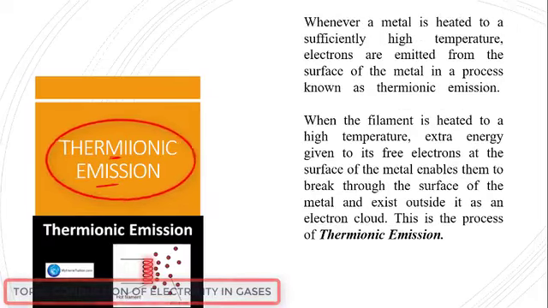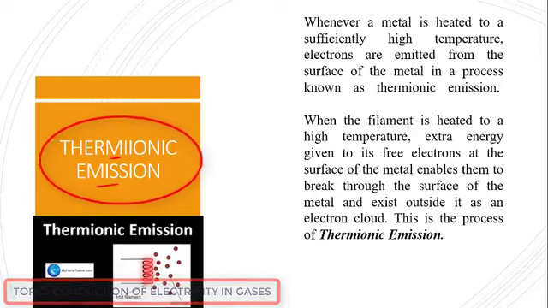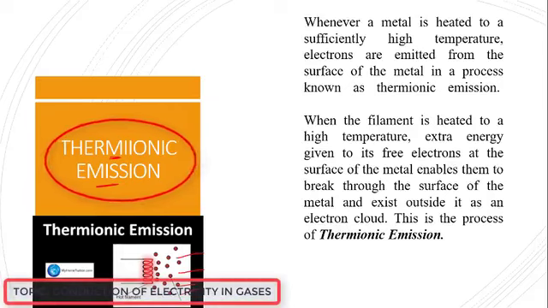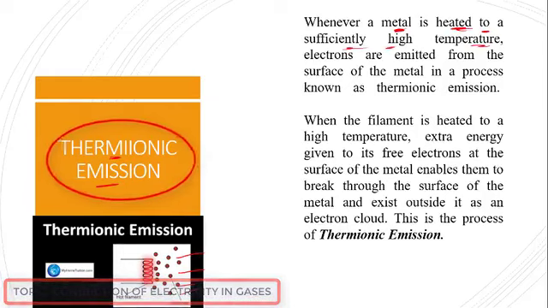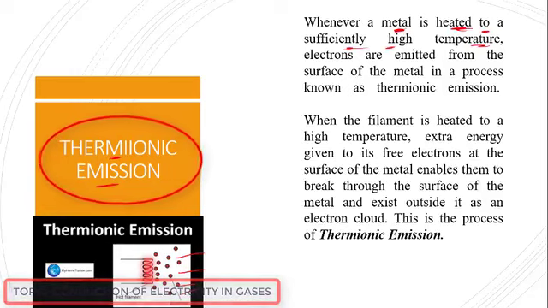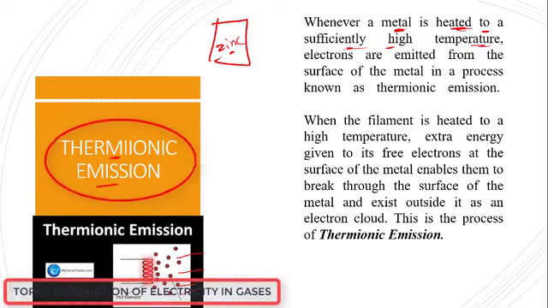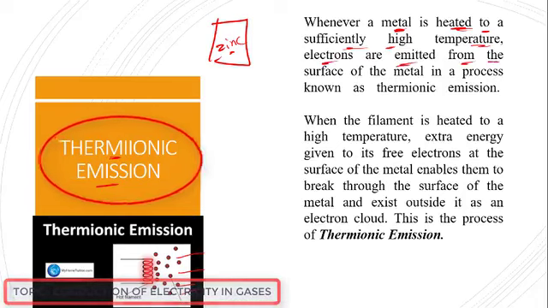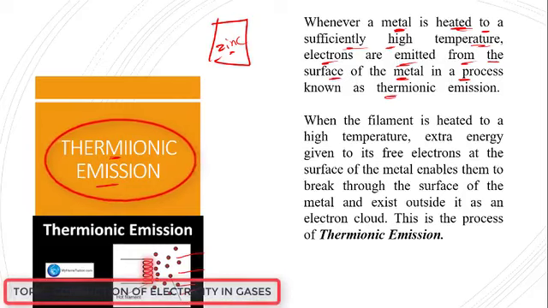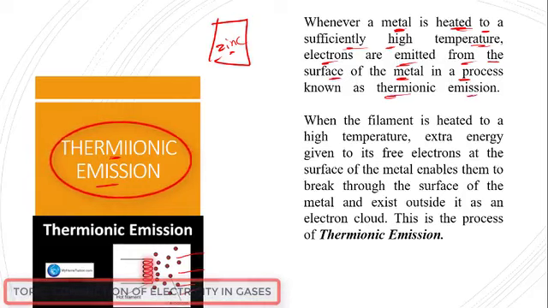Thermionic emission simply refers to the emission or release of electrons when a metal is sufficiently heated to a very high temperature. When you get a metal, for example, a zinc plate, and this plate is exposed to a very high temperature, electrons are released or emitted from the surface of the metal. This process is known as thermionic emission.